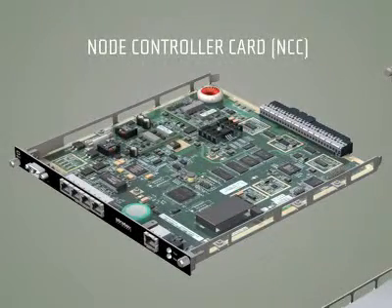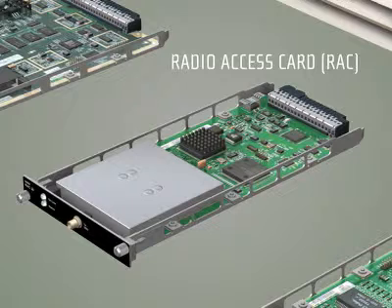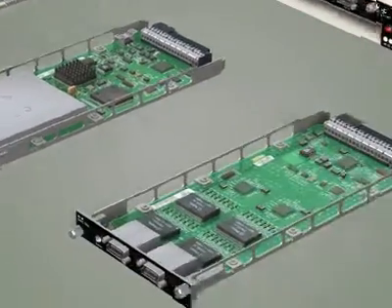The node controller card provides supervision and control of all node functions and regulates the flow of traffic between plug-in cards. A radio access card provides the interface between the INU and an ODU for each radio link. Installing multiple racks enables the node to support multiple radio links from the single unit.